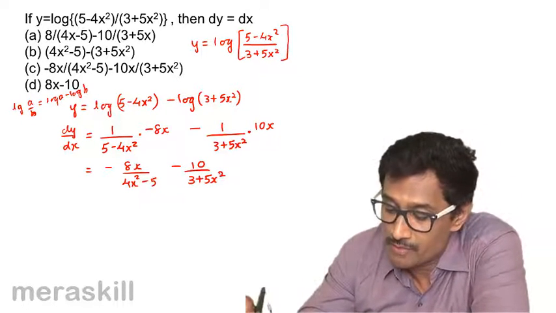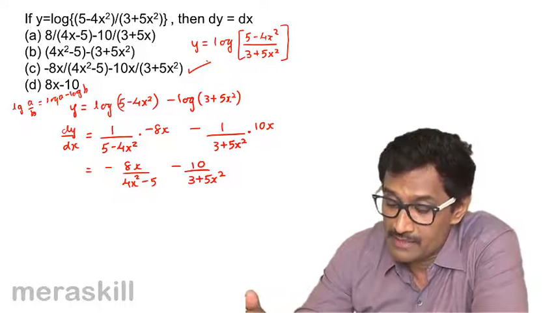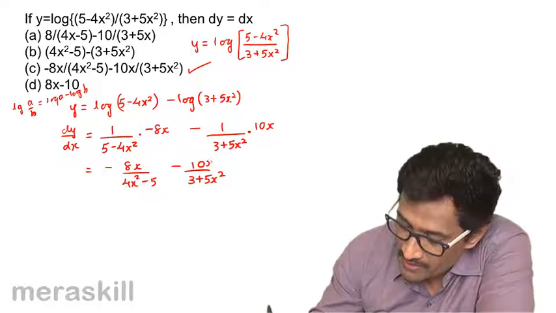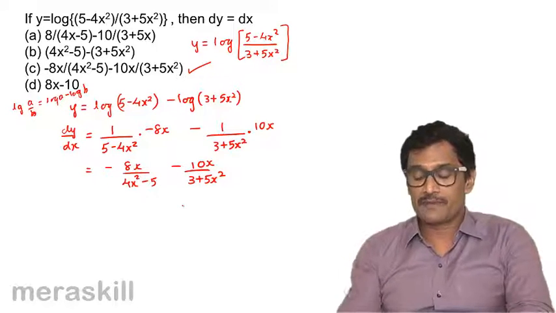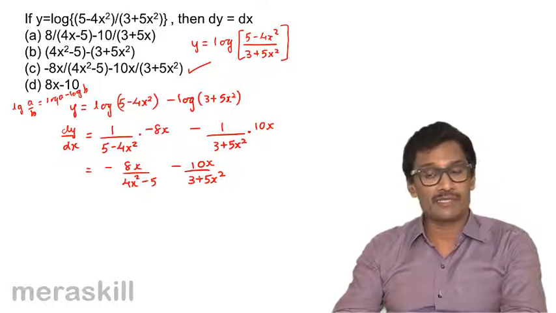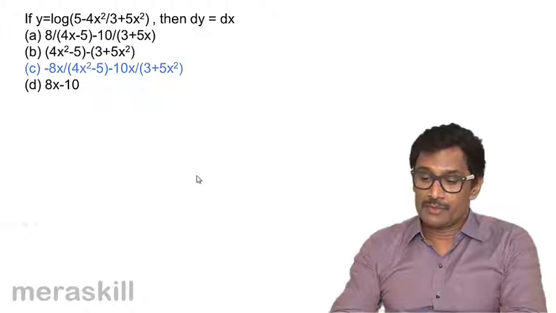So among these options, which is this one that is right, hence we get it as minus 10x, I'm sorry, it should be 10x. So it's minus 8x upon 4x square minus 5 minus 10x upon 3 plus 5x square. And yes, we do have it that way.